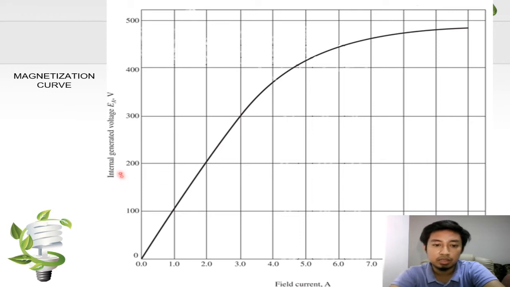Okay, so this is the magnetization curve. It is based on the internal generated voltage EA and the field current. For the motor, the magnetization curve is EA and IF. This is the same magnetization curve.